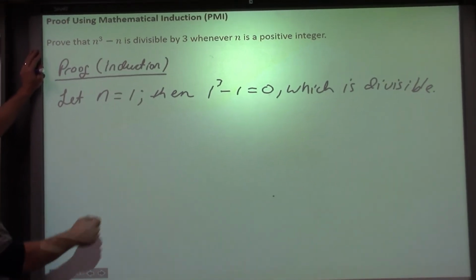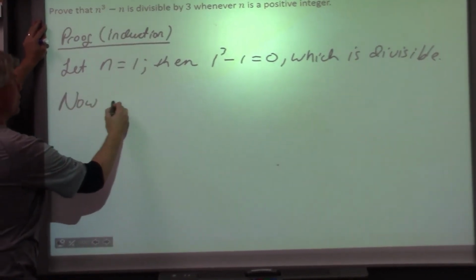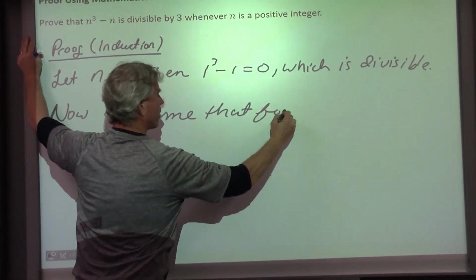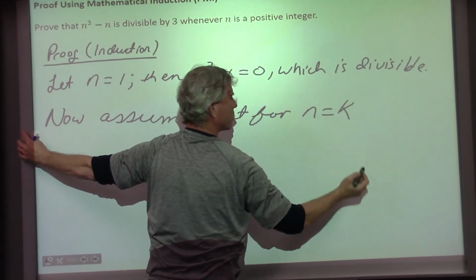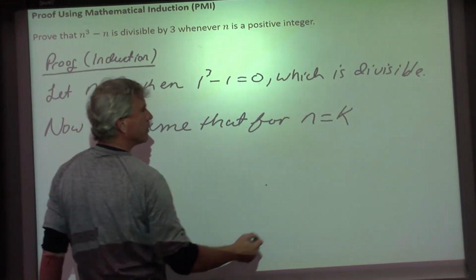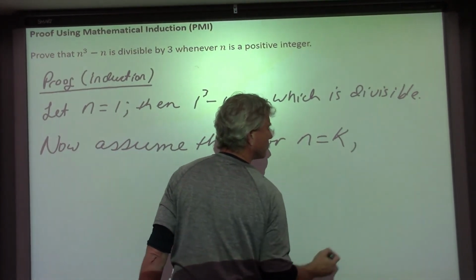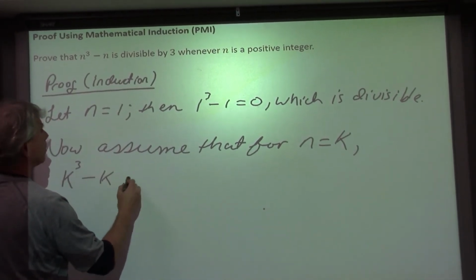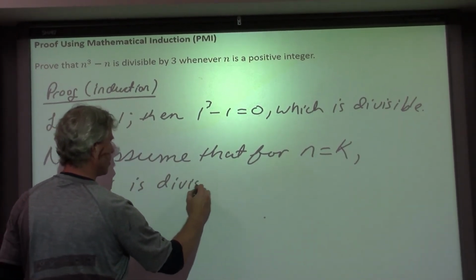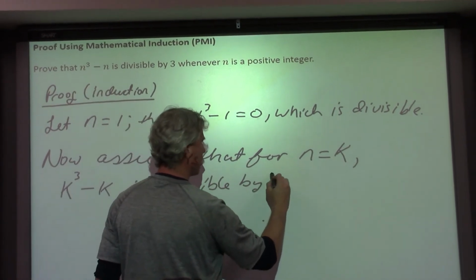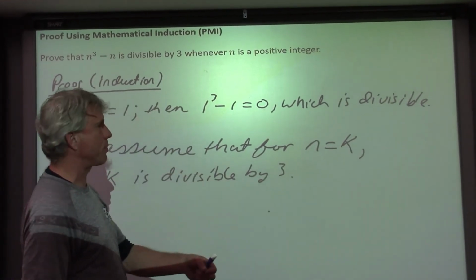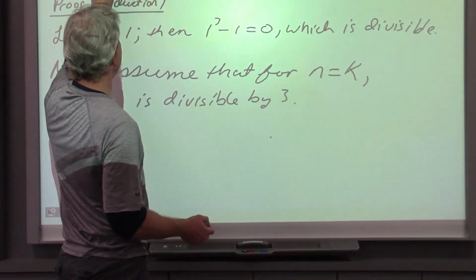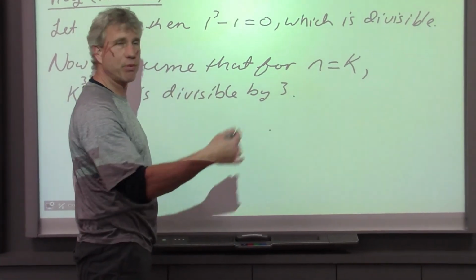Step 2, make an assumption. Now assume that for n equals some integer k, typically greater than 1, assume that k cubed minus k is divisible by 3. Now move to step 3. Let n equal k plus 1 and use your assumption to show that k plus 1 cubed minus k plus 1 must be divisible by 3 as well.